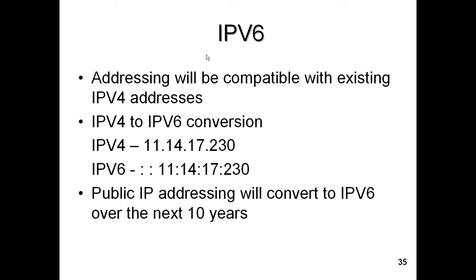We're going to continue to use IPv4, I believe, for a long, long time in the local network. And IPv4 to IPv6 conversion, they're compatible with each other. So you see the example where the IPv4 address is 11.14.17.23. In IPv6, it's 2 colons, and then we use colons instead of periods between those octet groups. We're going to probably continue to use IPv4 in the local network.